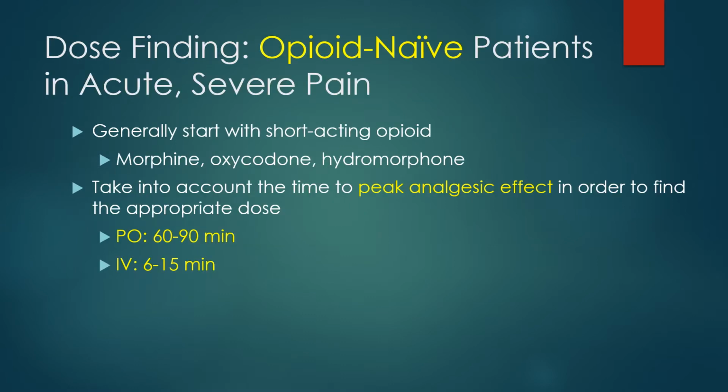Dose finding in opioid-naive patients in acute severe pain. We generally start with short-acting opioids, either morphine, oxycodone, or hydromorphone. Take into account the time to peak analgesic effect in order to find the appropriate dose. For oral, it is 60 to 90 minutes, and for IV, it is 6 to 15 minutes.